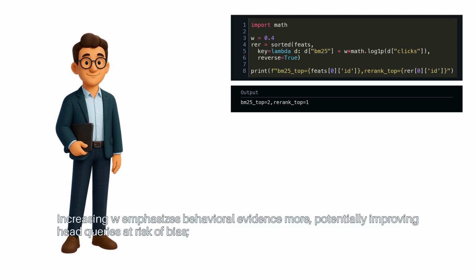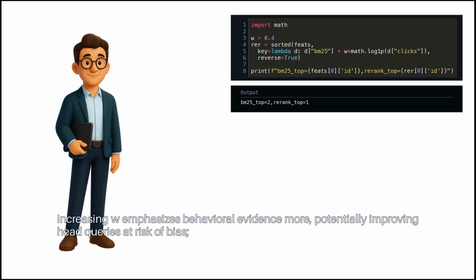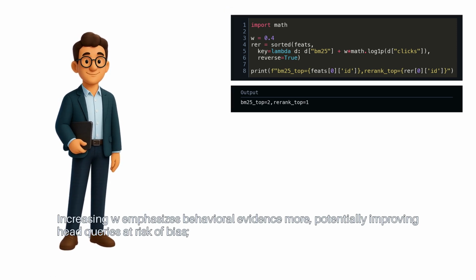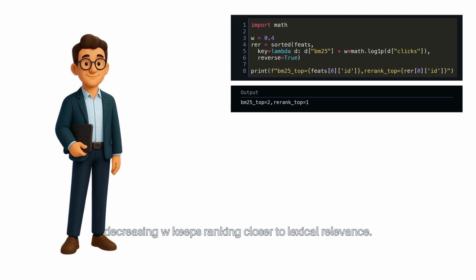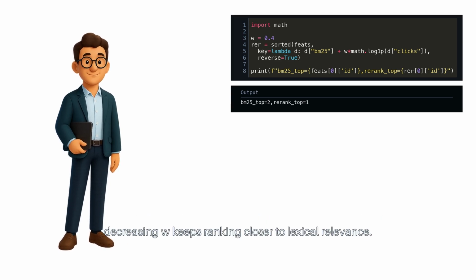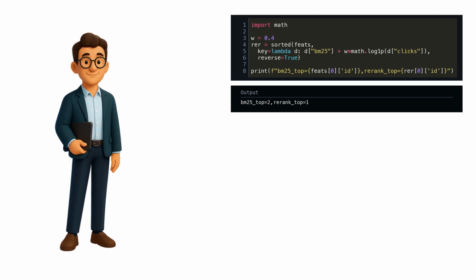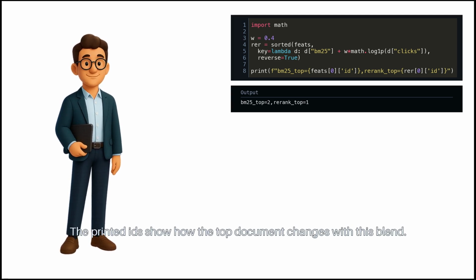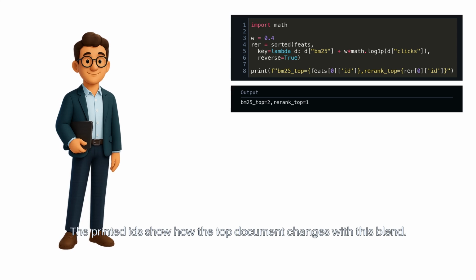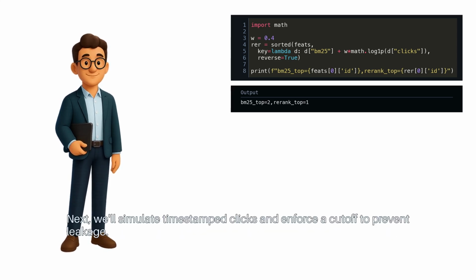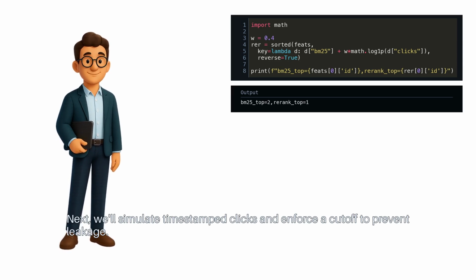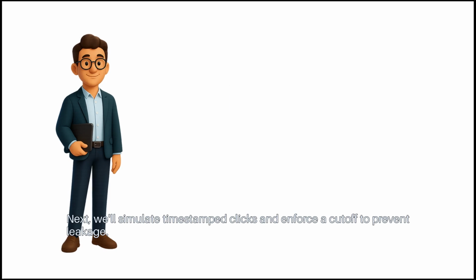Increasing W emphasizes behavioral evidence more, potentially improving head queries at risk of bias. Decreasing W keeps ranking closer to lexical relevance. The printed IDs show how the top document changes with this blend. Next, we'll simulate timestamped clicks and enforce a cutoff to prevent leakage.